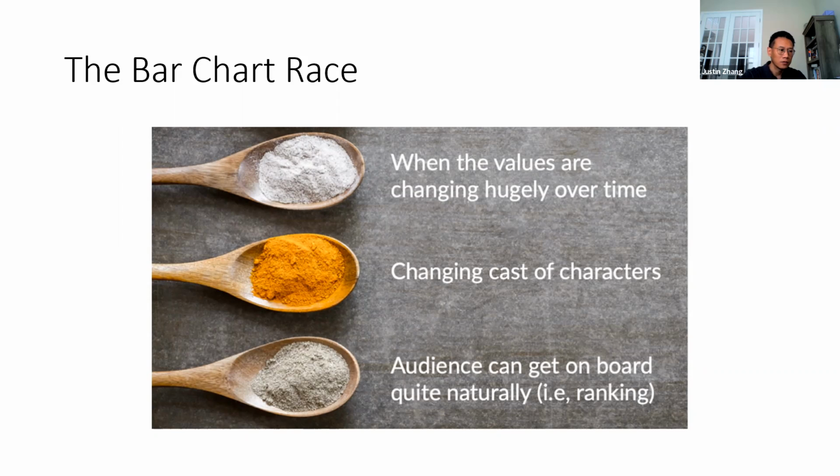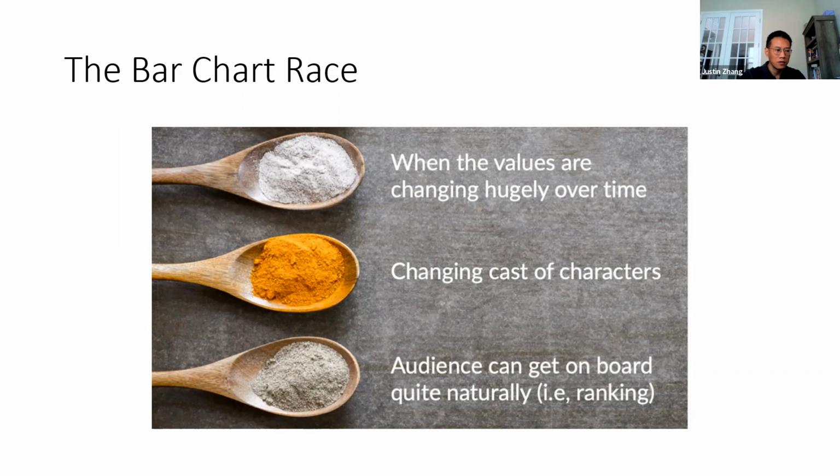Second, we need a changing cast of characters. In this visualization, he only shows the top 10 cities. If he showed all the cities in the data set, the graph would be really tall and we wouldn't be able to see anything. By focusing on just the most populated cities, the cities change quite dramatically and we can focus on those top 10 in the whole list of the data set.